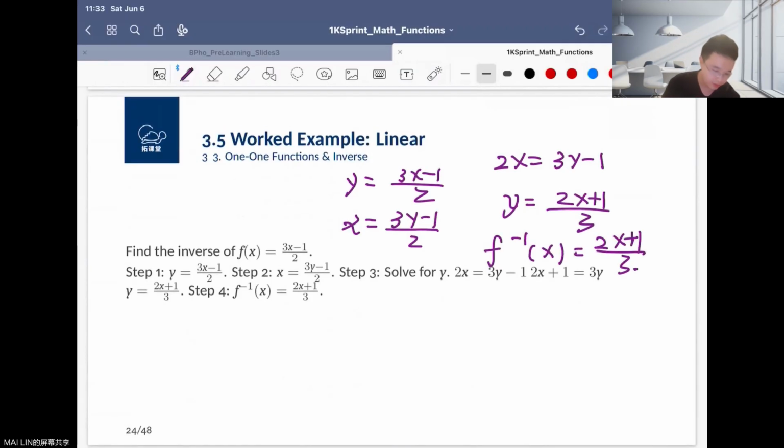Here, if you have a domain for x, like x greater than or equal to 5, finally the inverse function obeys the rule that the range and domain are swapped. So here the range is y greater than or equal to 5, okay?